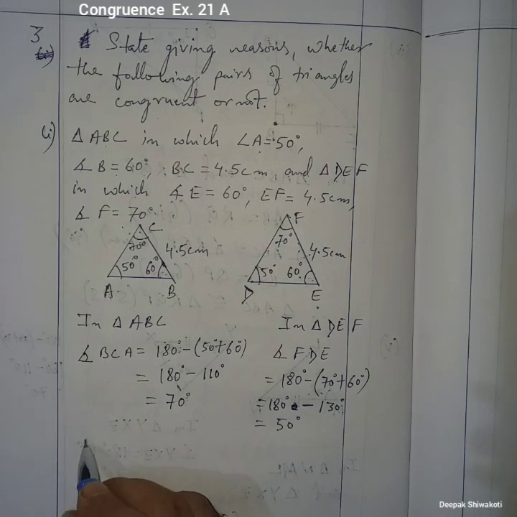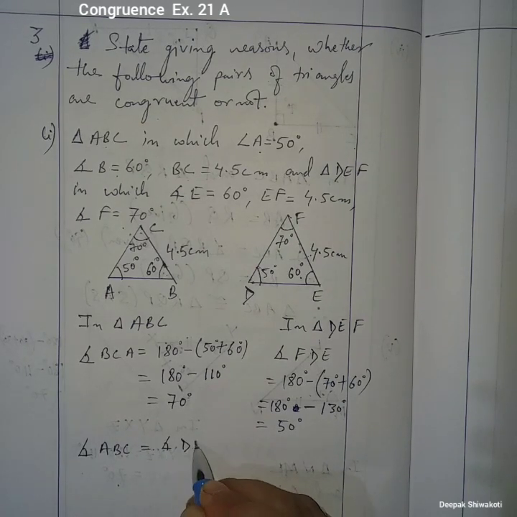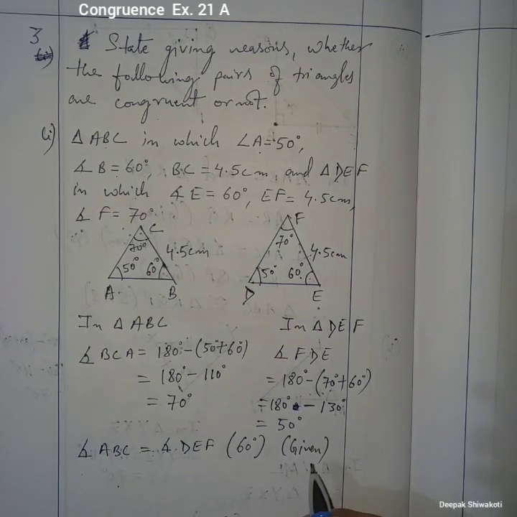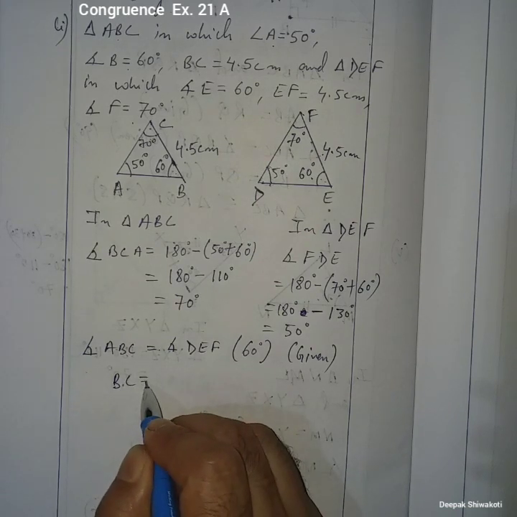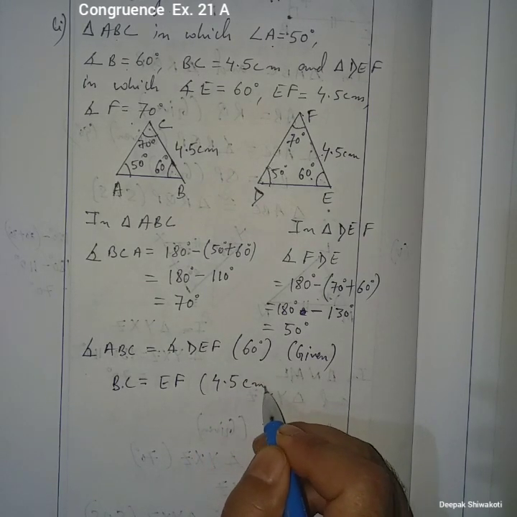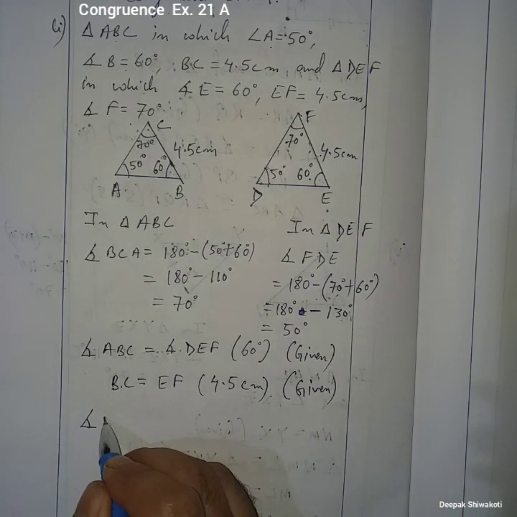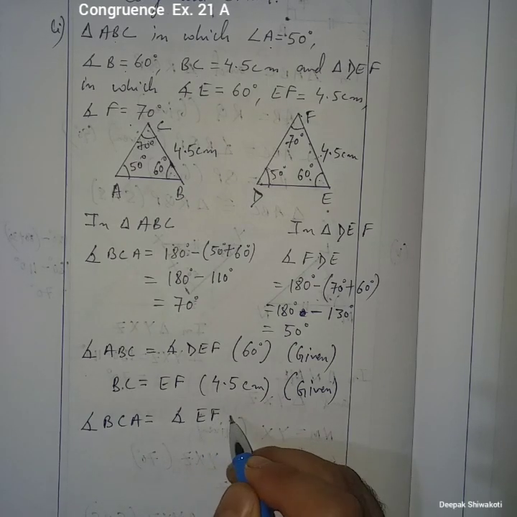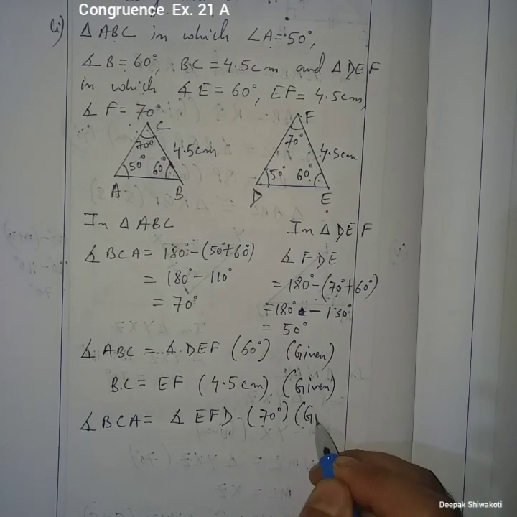So we can write angle ABC is equal to angle DEF, that is 60 degree, given. Okay, and the side BC is equal to EF, that is 4.5 centimeter, given, and angle BCA is equal to angle EFD, that is 70 degree, given.